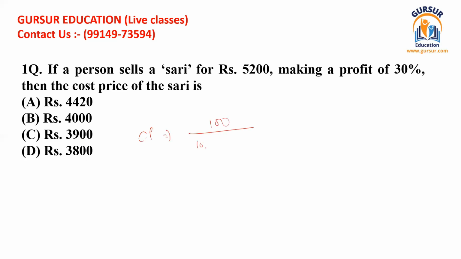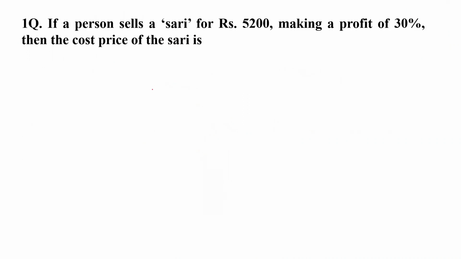Cost price is 100 divided by 100 plus the gain percentage, multiplied by the selling price. In this way you can easily find the cost price. So in this case the cost price shall be 100 divided by 100 plus the percentage of profit, that is 30. And now we have to multiply this by 5200. Again, I'm going to write this. If I solve this equation further, the cost price is equal to 100 divided by 130 multiplied by 5200.